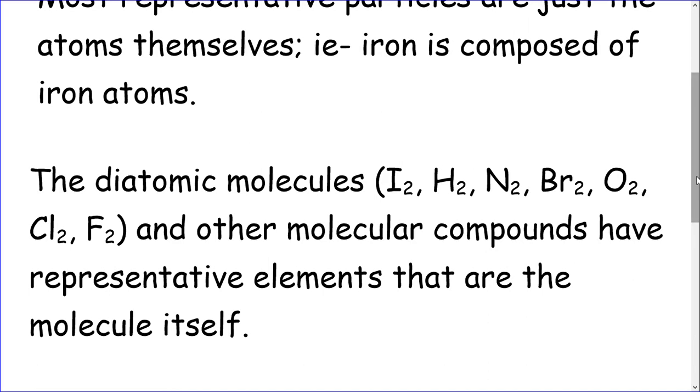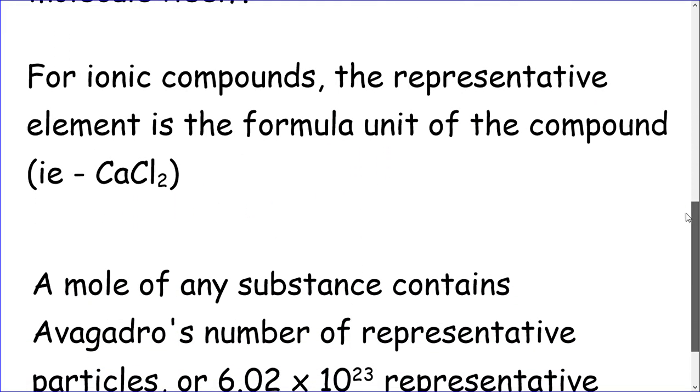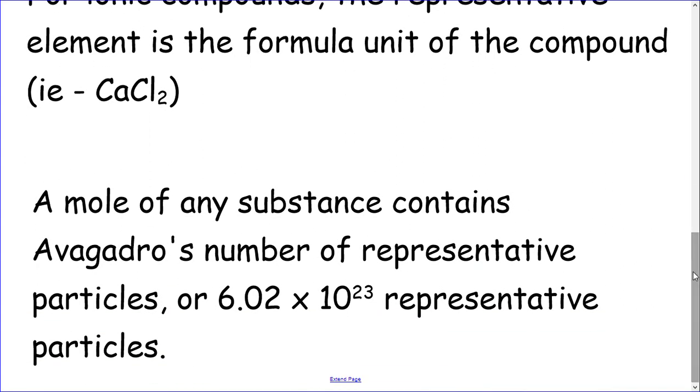So just special circumstances. For ionic compounds, the representative particle is the formula unit of the compound, CaCl2. And a mole of any substance contains Avogadro's number of representative particles, or 6.02 times 10 to the 23 representative particles. So if I had 1 mole of sulfur, that would mean I would have 6.02 times 10 to the 23 atoms of sulfur.